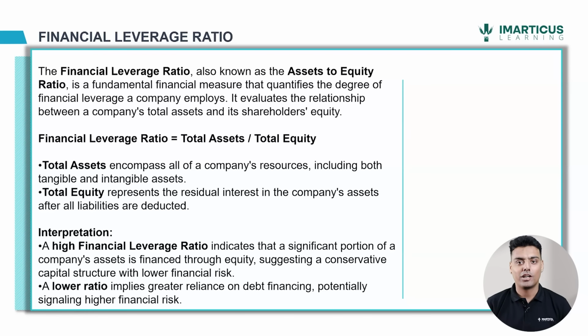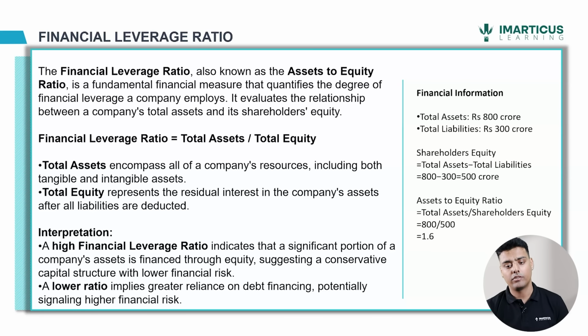The next ratio that we're talking about is the financial leverage ratio, also called the asset to equity ratio. This ratio is a measure that shows the relationship between the assets of the company and the equity of the company. The formula to calculate this is total assets divided by total equity.